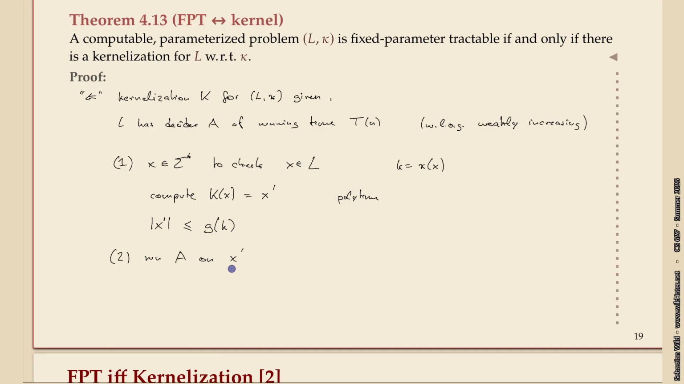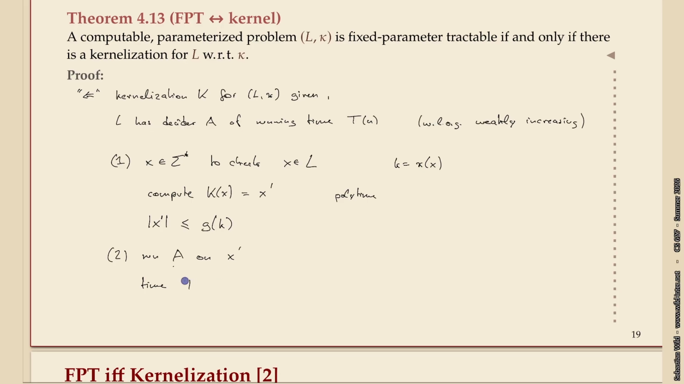Now the question is, how long does it take to run this algorithm A? So far we've only spent polynomial time. But the time for the second step, we can only give as t of x prime. Now this is where we assume the weakly increasing, which means we can upper bound the outcome by upper bounding inside. And now this is something that only depends on k. So that's an FPT time so far, right?